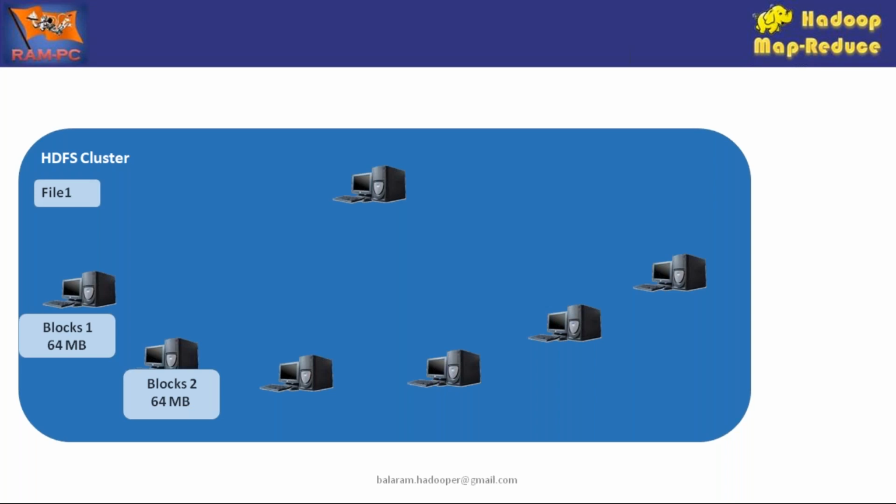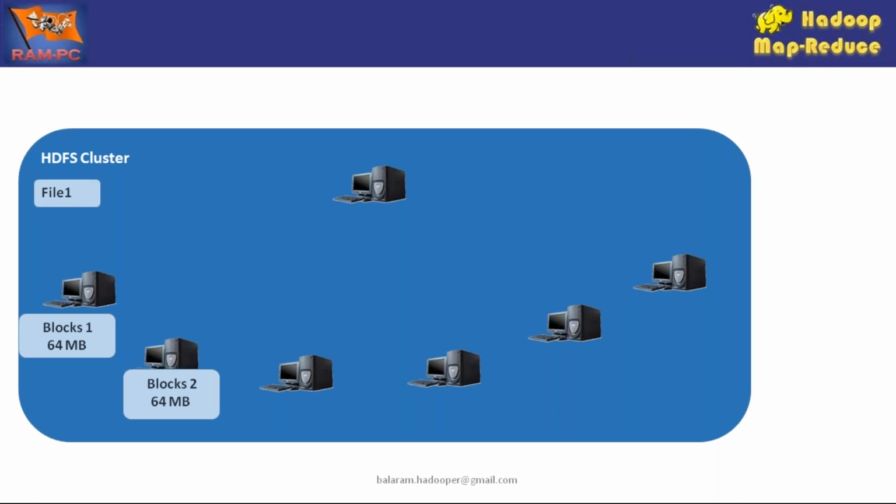Another important point is that these blocks will be replicated in other machines also to provide reliability. Block 1 will be stored again in another machine, and block 2 will also be stored in another machine. The number of times the blocks are replicated is called the replication factor. If the replication factor is 3, then each block will be stored 3 times in 3 different machines.